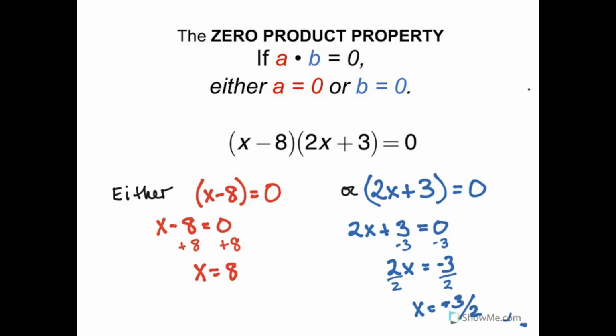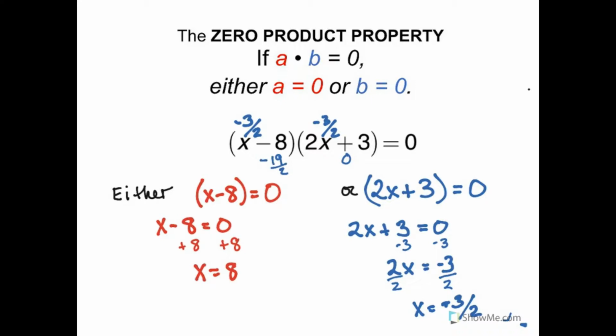Now x is not both numbers at the same time. For example, if x is 8, then I have 8 minus 8 and 2 times 8 plus 3. So the factor 2x plus 3 is 16 plus 3 or 19, but it's multiplied by 8 minus 8, which is 0. If x is negative 3 halves, it's negative 3 halves in both factors. But the first factor is negative 3 halves minus 8. That's negative 19 halves. But the second factor is 2 times negative 3 over 2, which gives me negative 3 plus 3. The second factor is 0, and negative 19 halves times 0 equals 0.